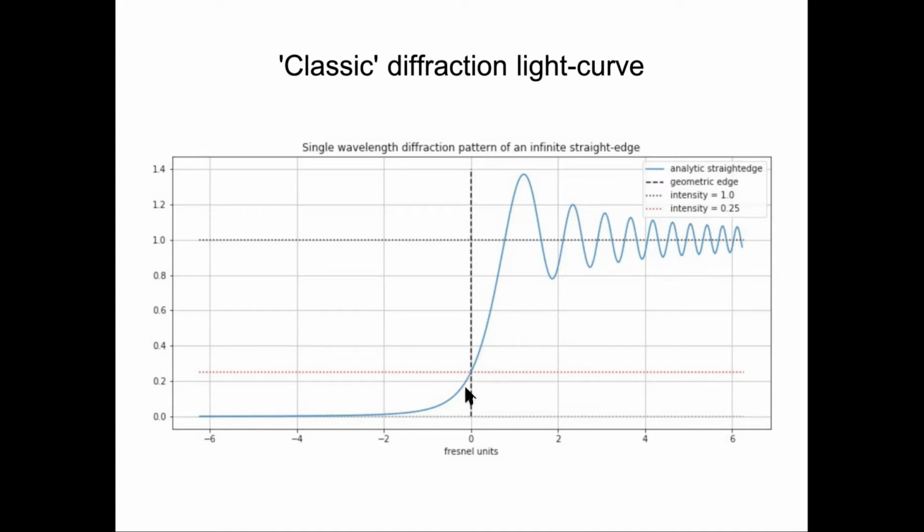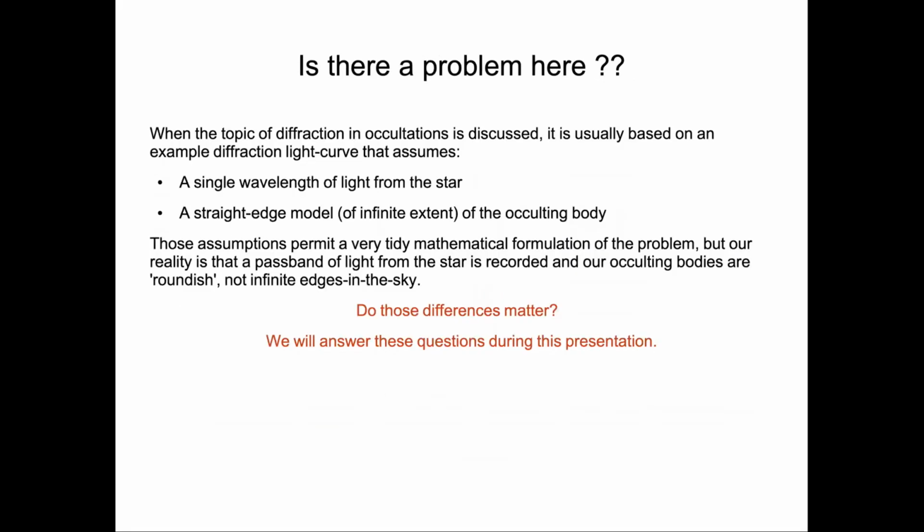I should indicate that this plot is in units of Fresnel length. I used Fresnel units here, and that involves the light wavelength. And that is why a plot like this never specifies a wavelength. And I'll talk more about the Fresnel length in a bit. Let me move to the next slide.